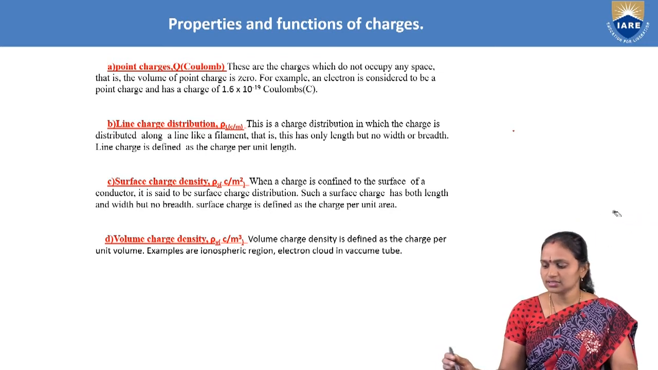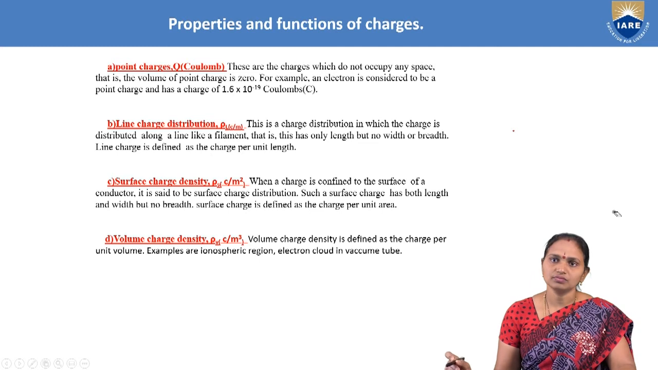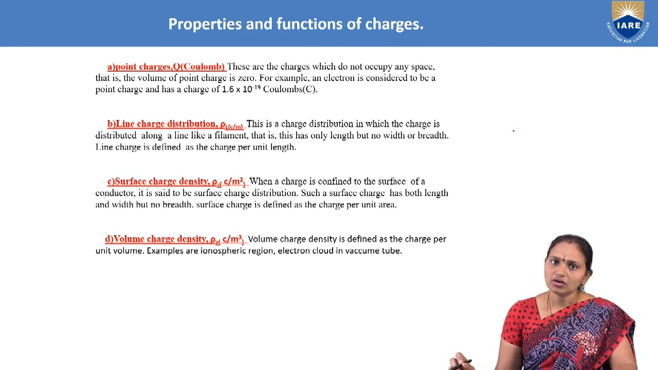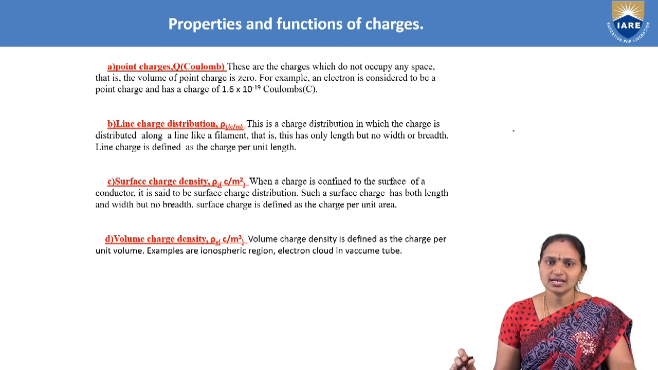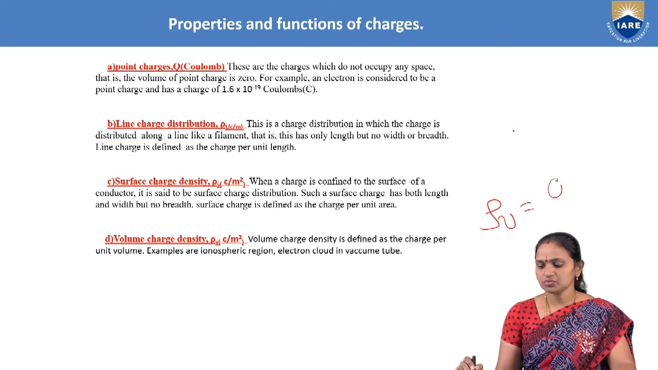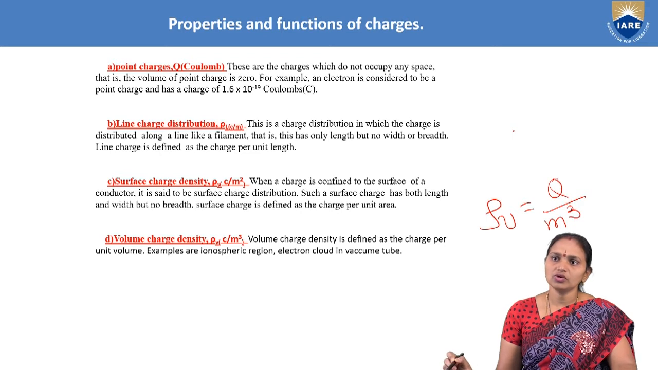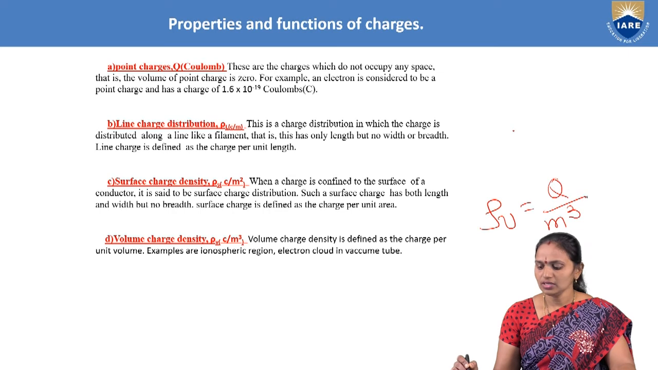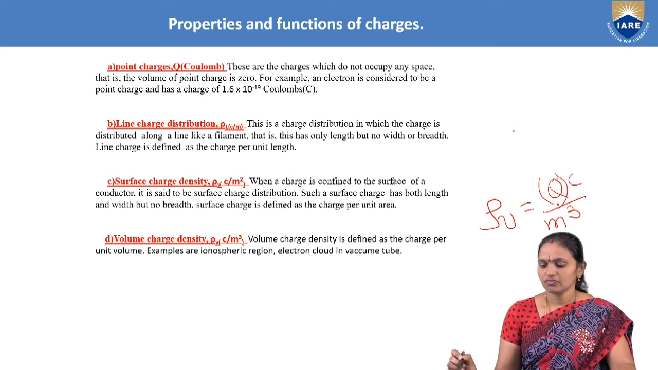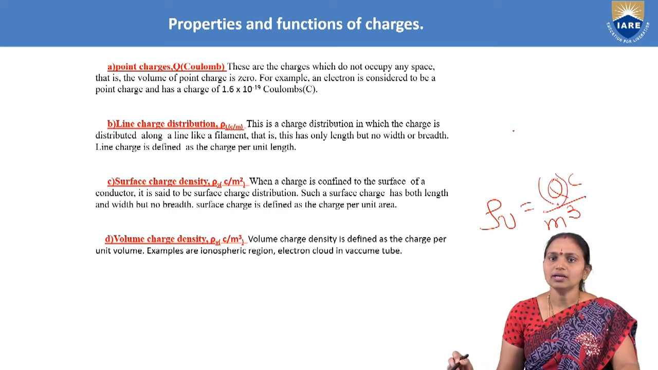And the next charge distribution is along a volume. Volume can cover all the directions, so volume itself includes line and surface. So here volume charge density is represented with the symbol rho suffix V, which is charge per unit volume. Unit volume units are meter cube and charge units are coulombs. So finally units of volume charge density is coulomb per meter cube.